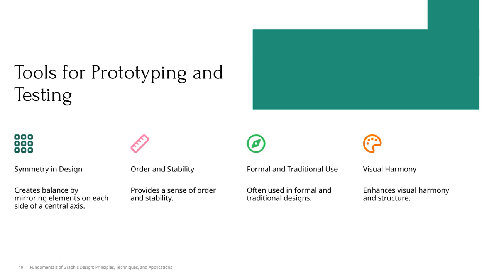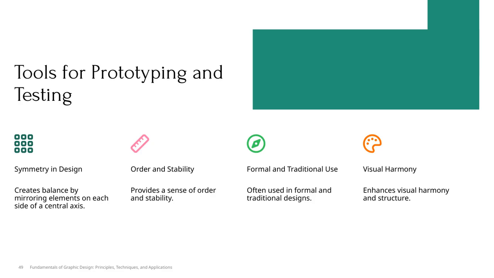These elements are crucial because they give the viewer a sense of structure and reliability in the design. When a composition feels stable, it naturally guides the eye smoothly across the elements, making the message clearer. A common technique to achieve this is symmetry. Symmetry creates balance by mirroring elements on each side of a central axis, which can make the design feel harmonious and organized. It's especially effective in formal and traditional designs where a sense of professionalism and timelessness is desired.